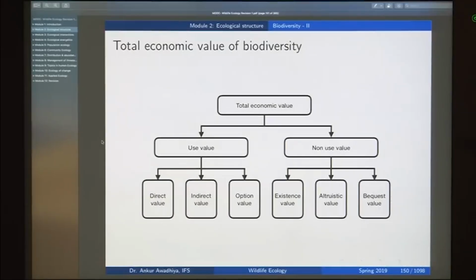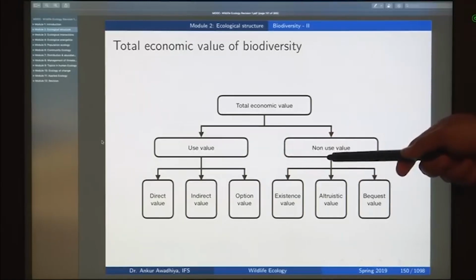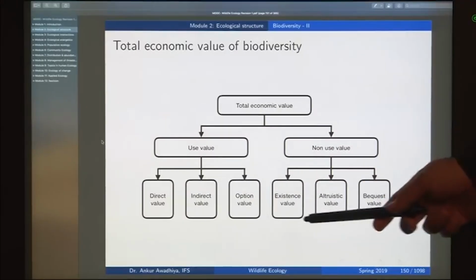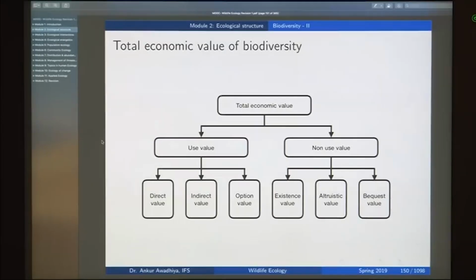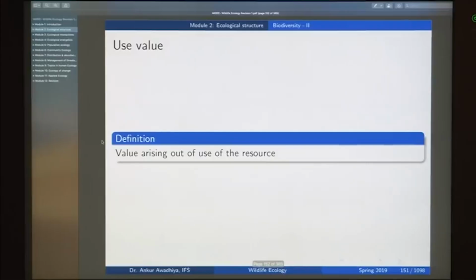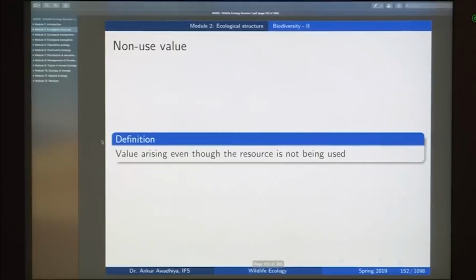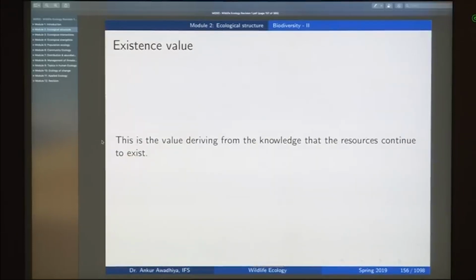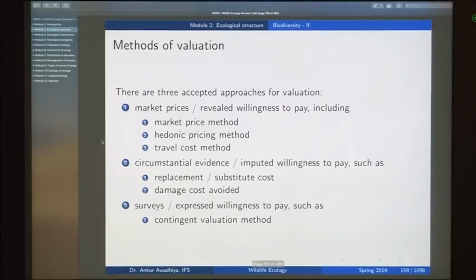Then we looked at the economic value of biodiversity. So this is the chart. Total economic value is a combination of use value and non-use value. Use value is of 3 kinds: direct, indirect and option. Non-use value is also of 3 kinds: existence, altruistic and bequest value. So if you want to put a monetary value on the biodiversity of any place, you can go with all these 6 different kinds of value, add them together and you get the total economic value of biodiversity. So we looked at different definitions: use value, non-use value, then direct value, indirect value, option value, existence value, altruistic value and bequest value.